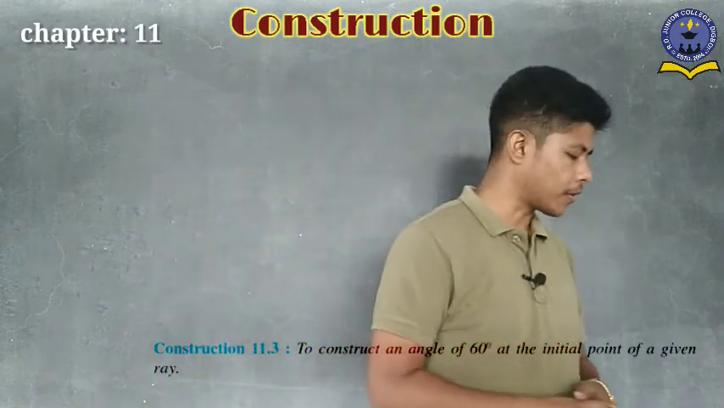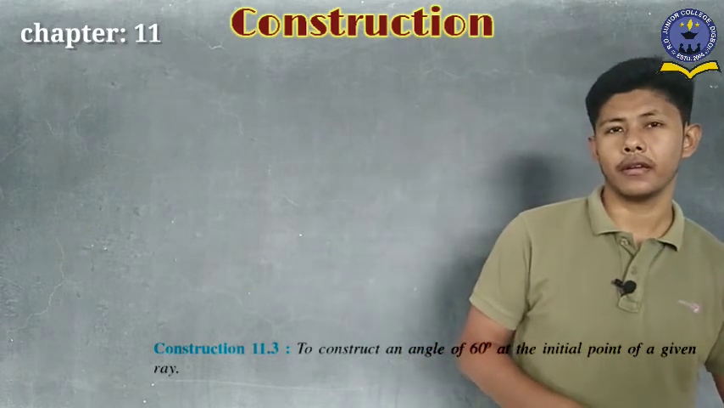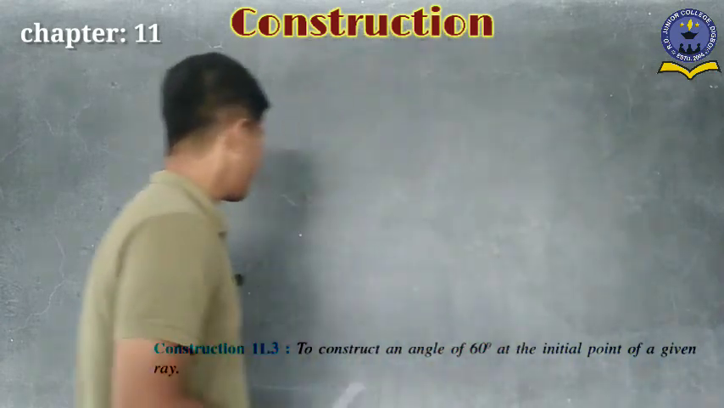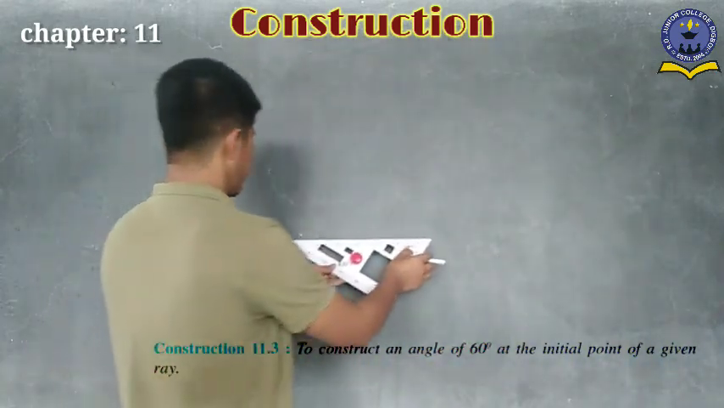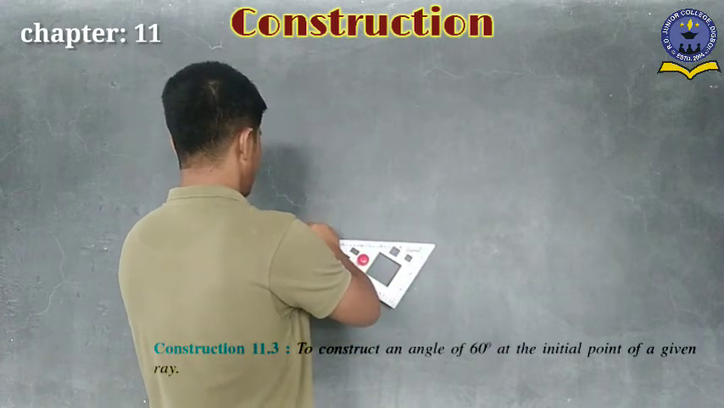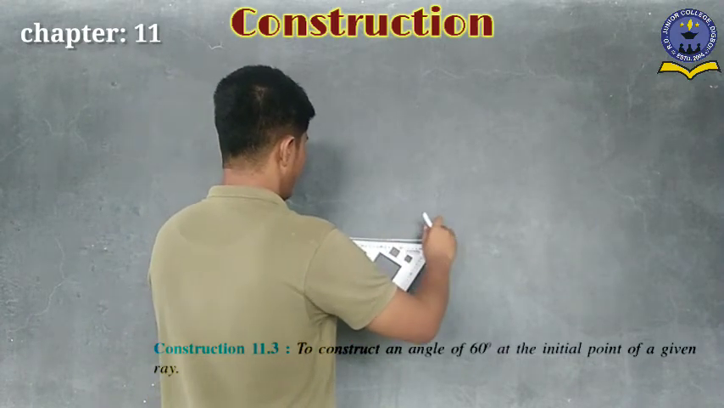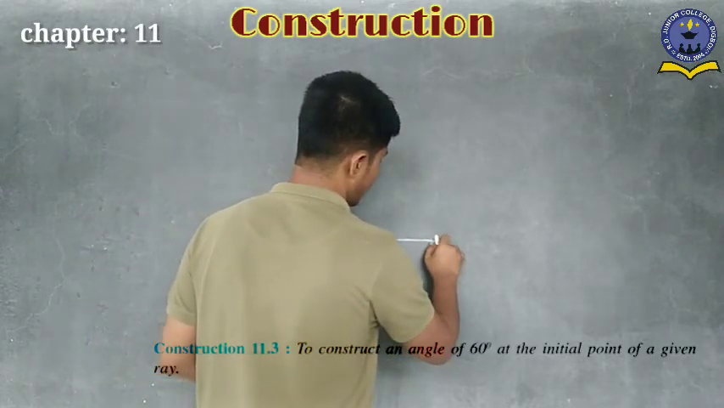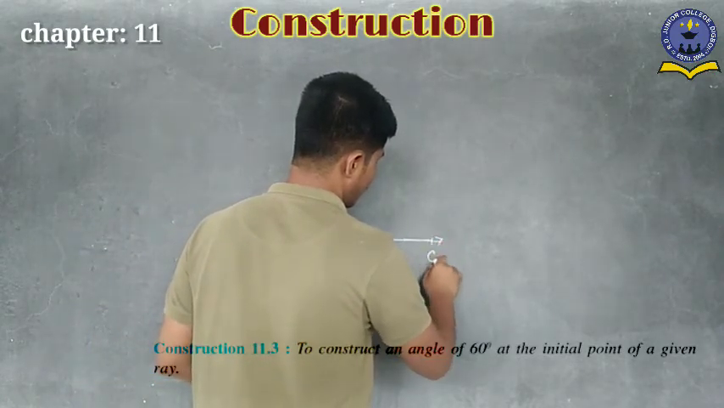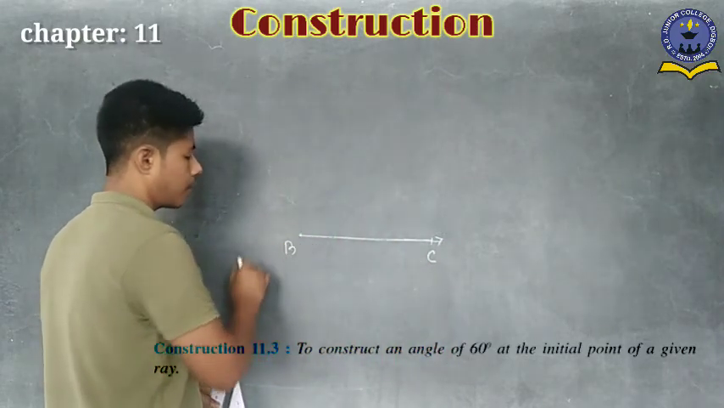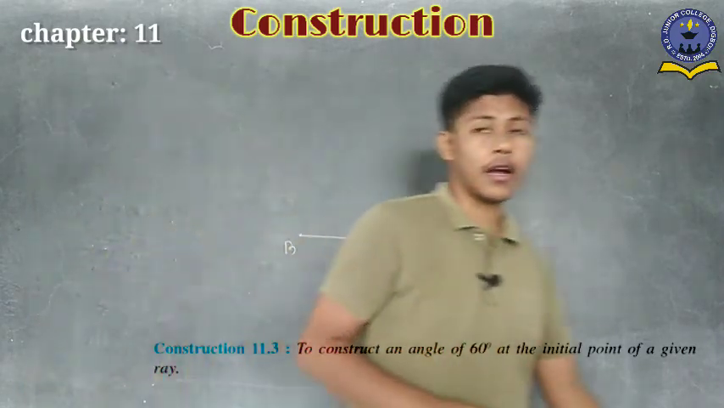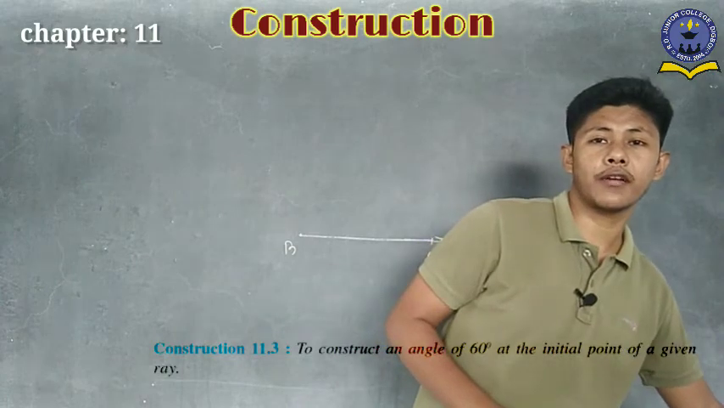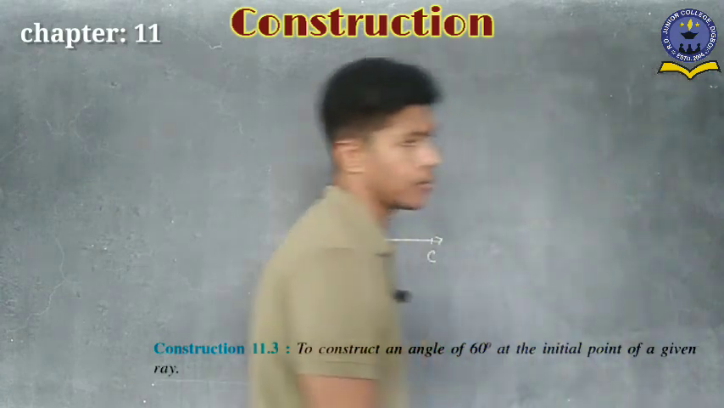So for this one, first of all, we need a baseline. Suppose this one is the baseline, and we mention it by B, and at this place we have to consider C. Is it clear?